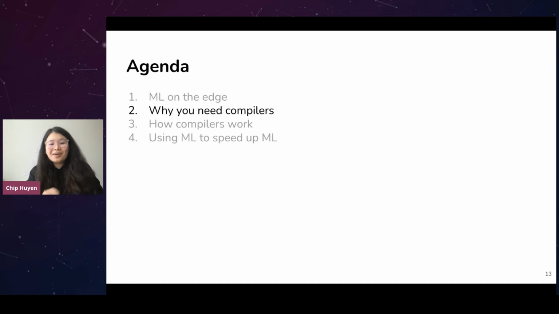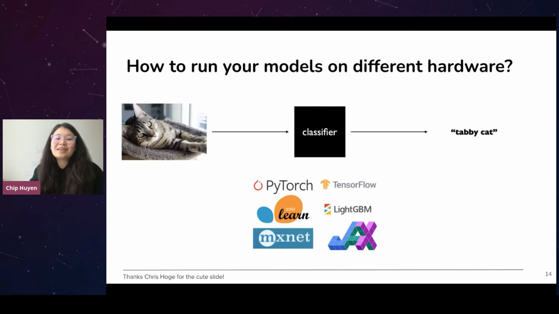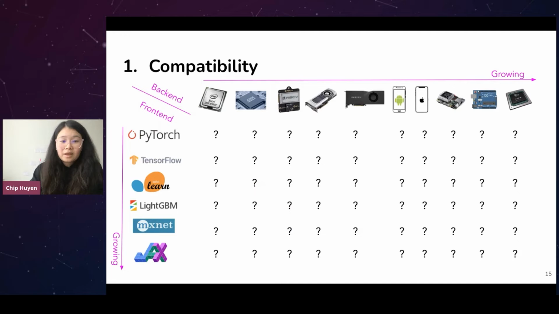So okay, now we're talking about the importance of edge computing. We're talking about why you need compilers and why that is related to edge devices and edge computing. Given that there are so many different hardware, one question is: after you have developed a model using an arbitrary framework, how do you run that model on arbitrary hardware? I think it's a question of compatibility.